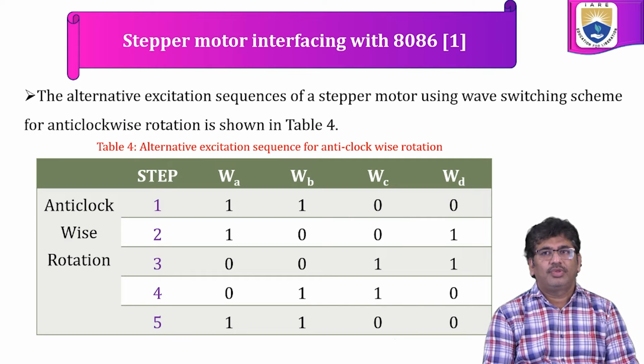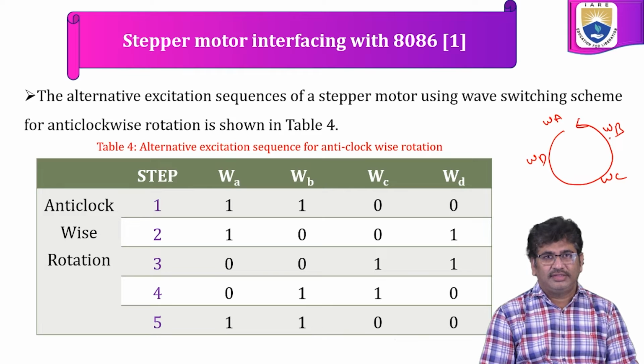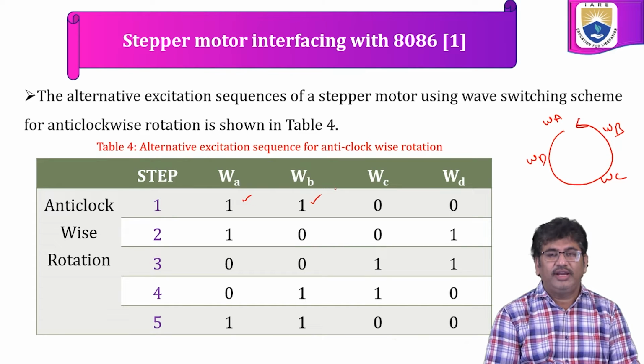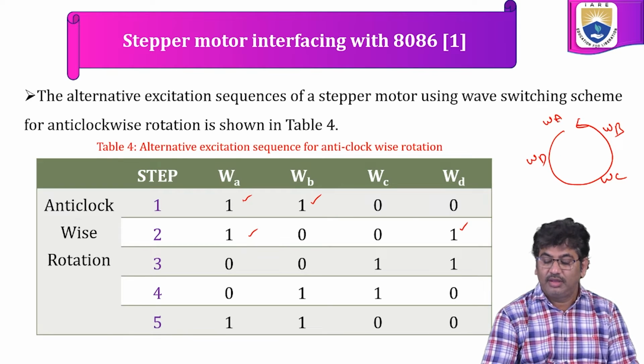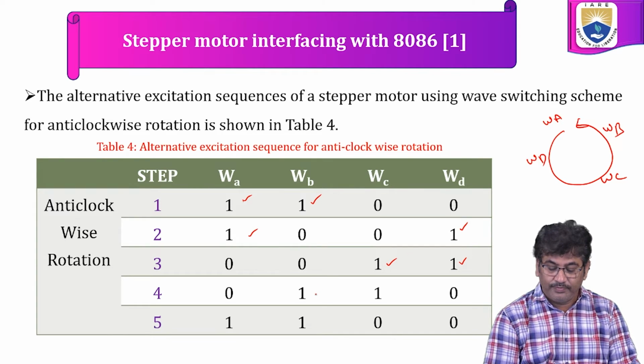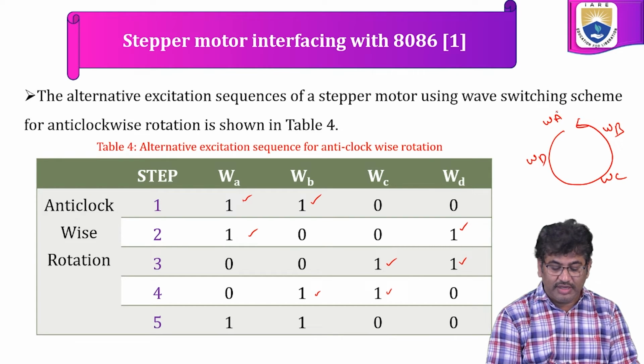The alternative scheme for anti-clockwise, for exciting two windings. The excitation will take place like winding A, winding D, in the direction we are taking. As two windings are excited, first we take winding A, winding B, then winding A, winding D, then winding D, winding C, then winding C and winding B. After this, again, it is a continuous process, winding B and winding A.